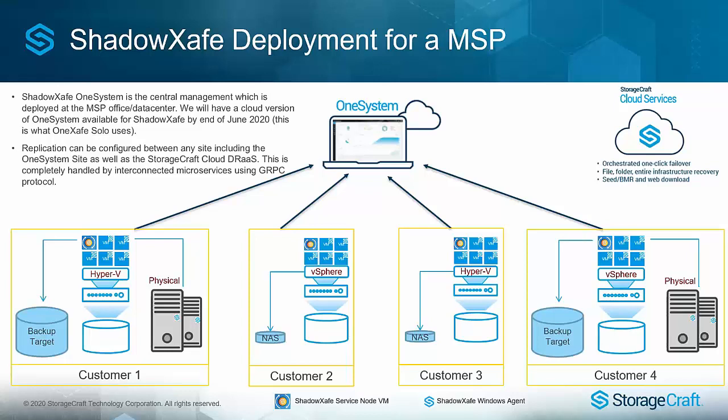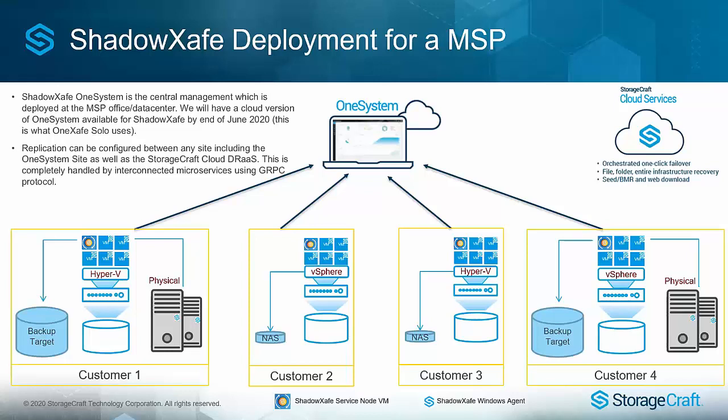So the initial high-level look at this, you've got the OneSystem, which is your centralized management, and then you've got your different customers, and your customers will run what's called a ShadowXafe service node. So this is a small Linux-based appliance, and that is going to perform the scheduling and management and replication tasks of the backups at each of your customer sites.